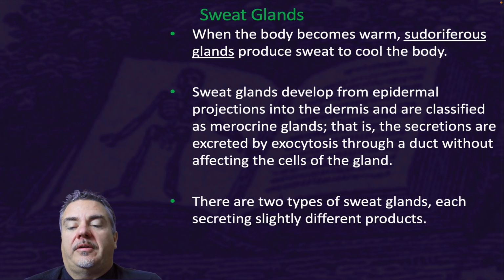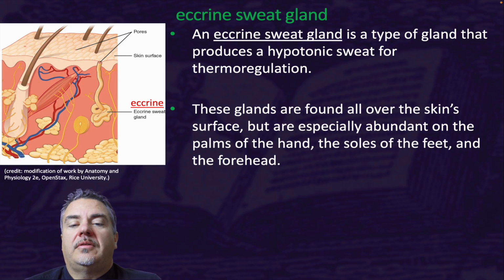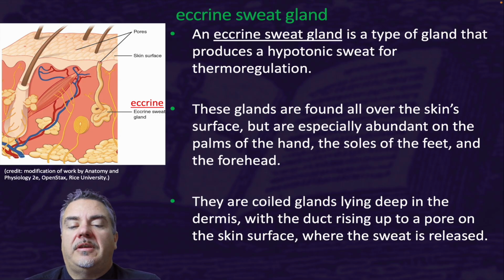There are 2 types of sweat glands, each secreting slightly different products. An eccrine sweat gland is a type of gland that produces a hypotonic sweat for thermoregulation. These glands are found all over the skin's surface, but are especially abundant on the palms of the hand, the soles of the feet, and the forehead. They are coil glands lying deep in the dermis, with a duct rising up to a pore on the skin's surface where the sweat is released.